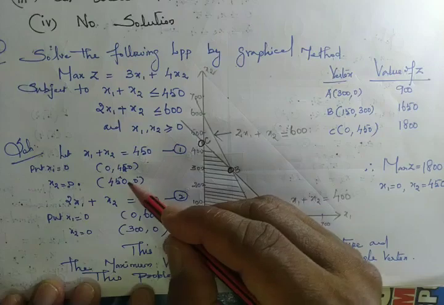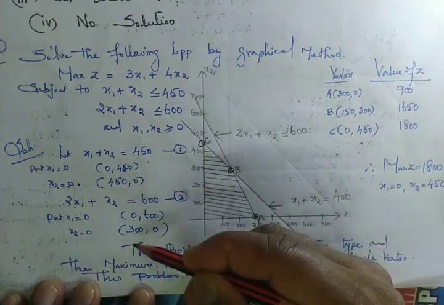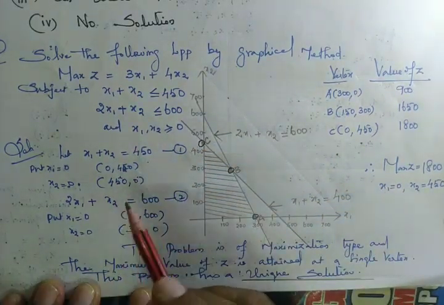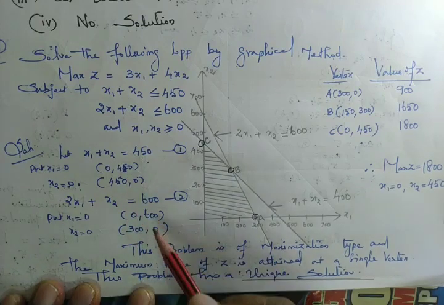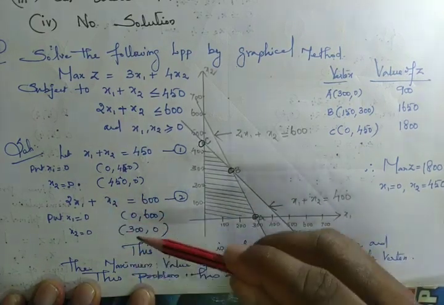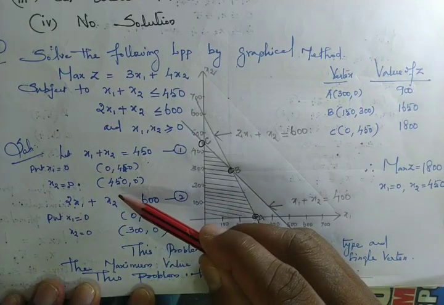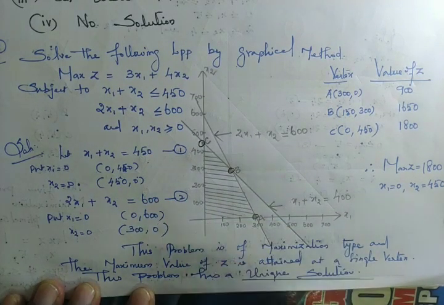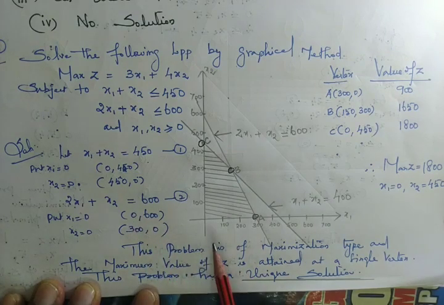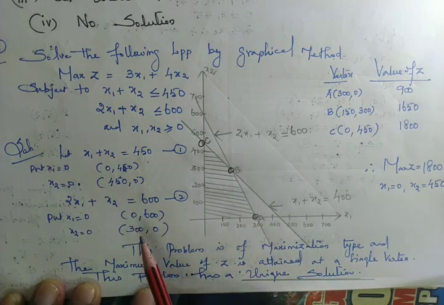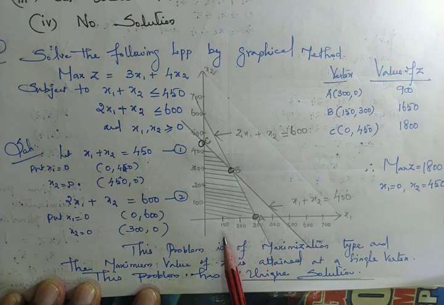In each set of points, the first value indicates the x1 value and the second indicates the x2 value. The maximum x1 value is 450 and the maximum x2 value is 600. On the x1 axis, we are considering one unit equal to 100. We write multiples of 100, like 200, 300, 400, 450, because all our values are like this. So we plot the points like this.